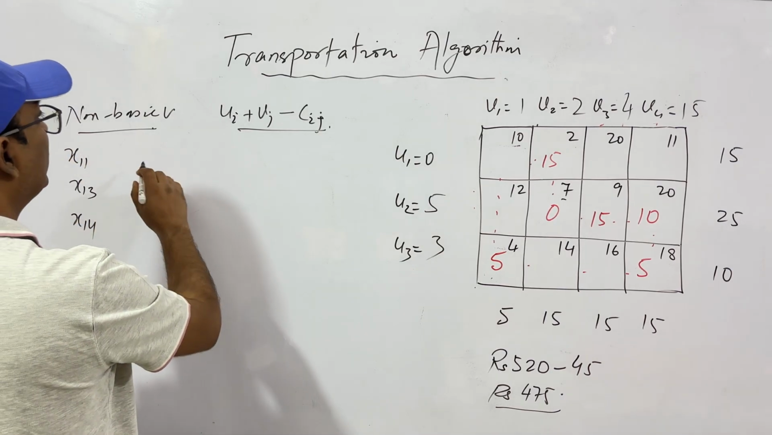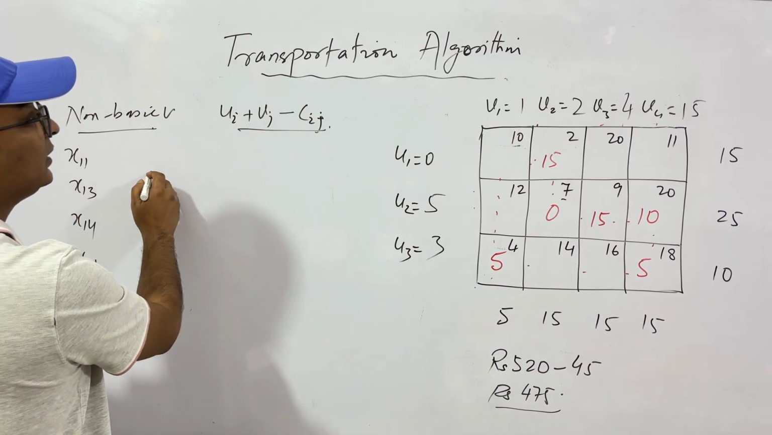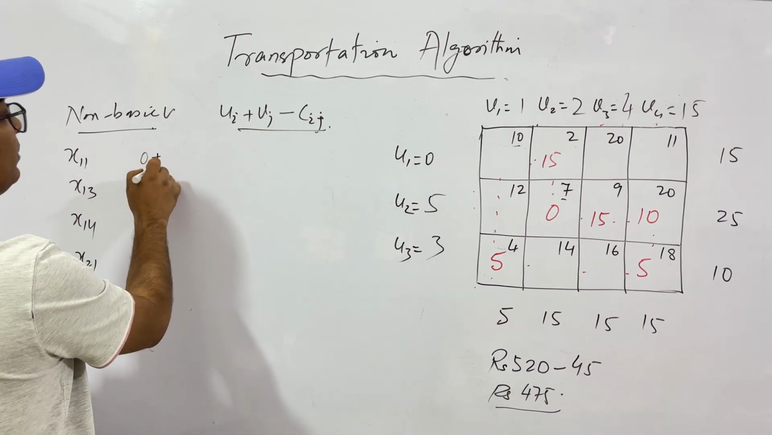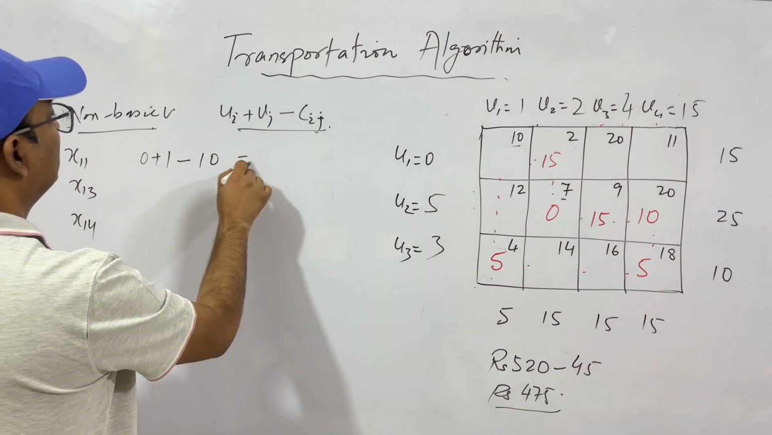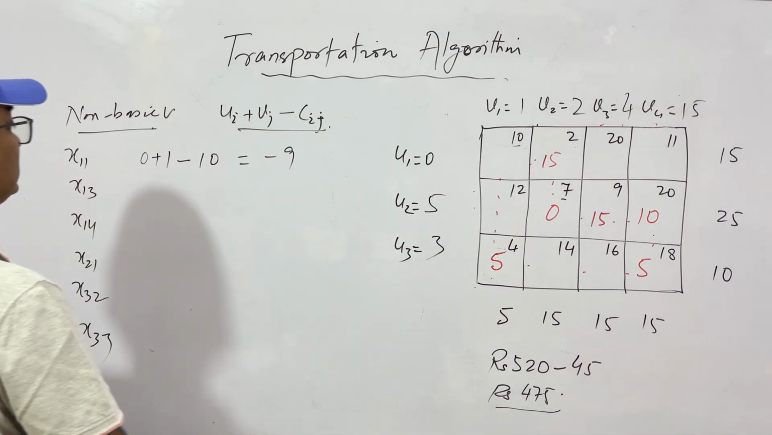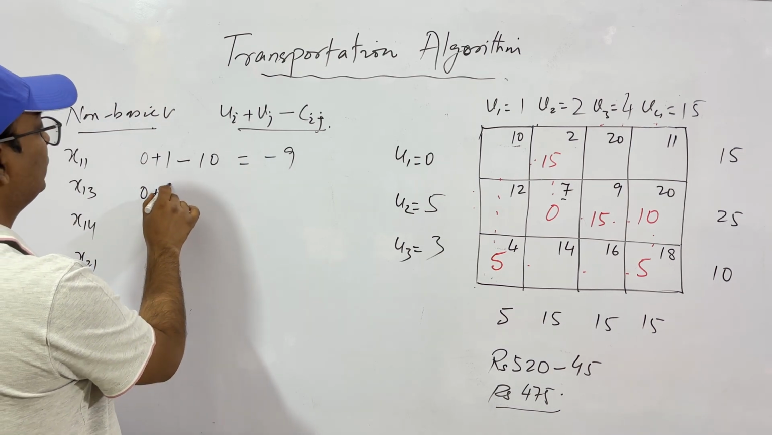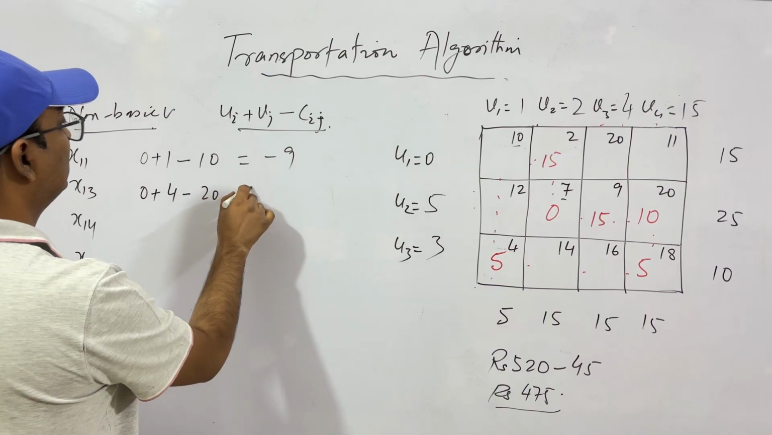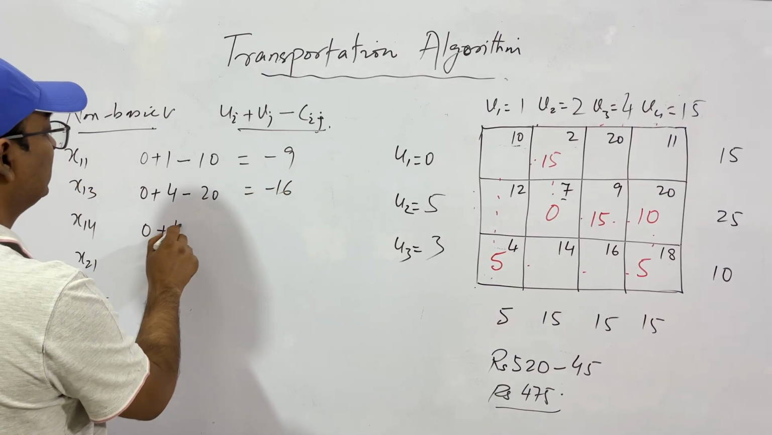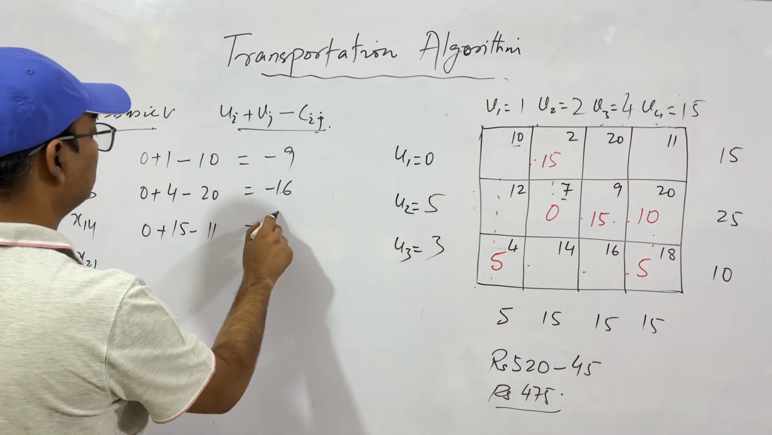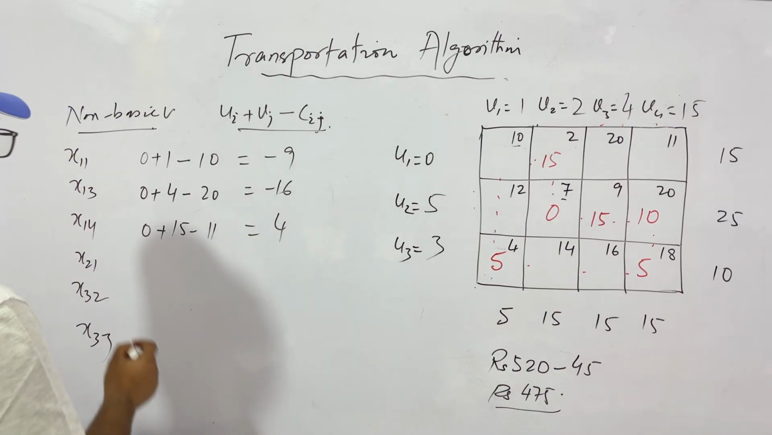This will be u1 plus v1 minus c11. u1 is 0 plus v1 is 1 minus cij, that is 10. This is equal to minus 9. So first is minus 9. x13, u1 is 0, v3 is 4 and that is 20. So it is minus 16. u1 is 0, v4 is 15, minus 11. So this is 4. See, this is positive value. So this is not optimum. We'll have to do it again.